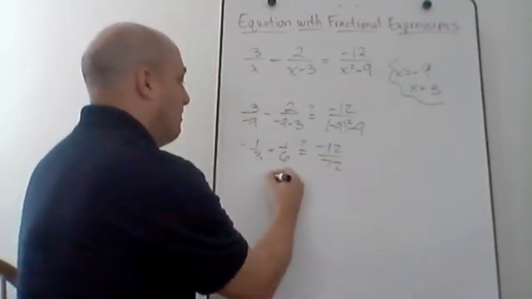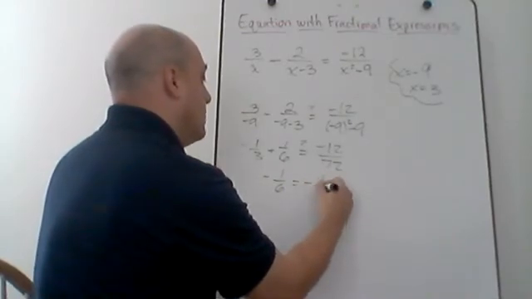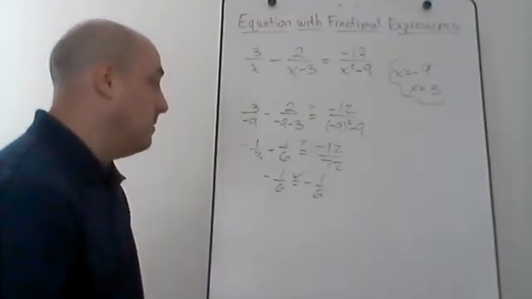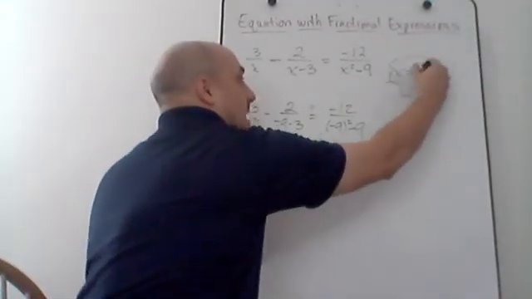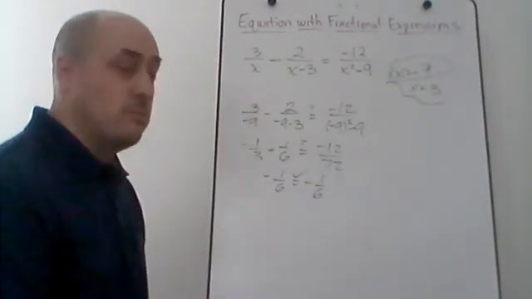So negative 1/3 plus 1/6 is going to be negative 1/6, and 12 over 72 is 1/6. So negative 1/6 does equal negative 1/6, and so x equals negative 9 is a good solution to this equation. I plugged it in on both sides, I get the same number on both sides.